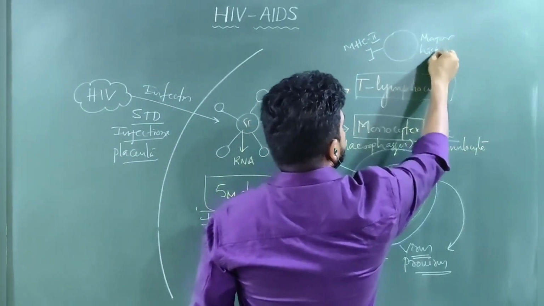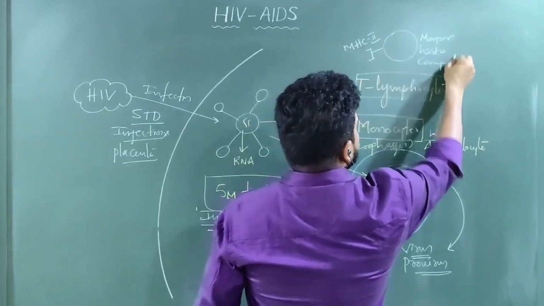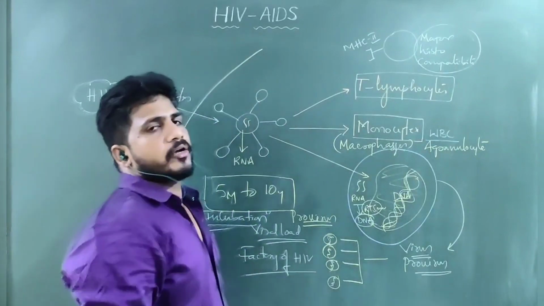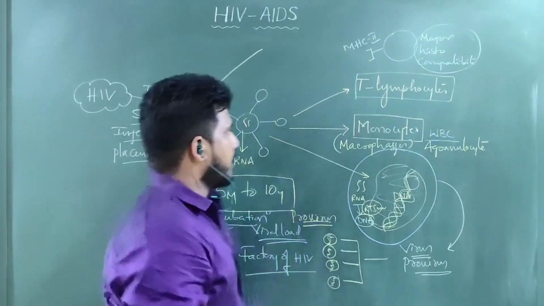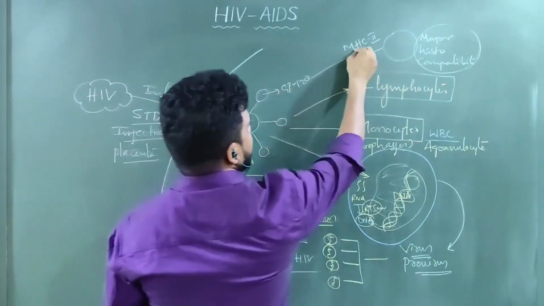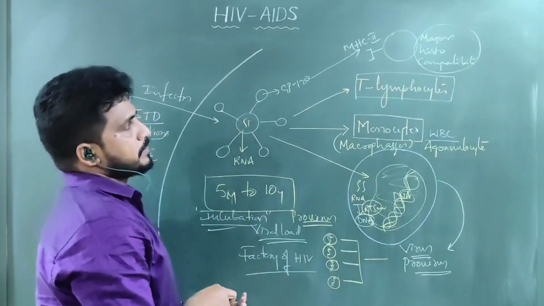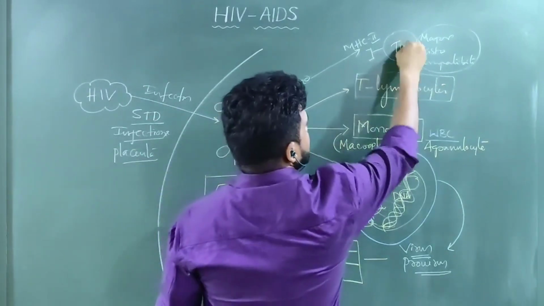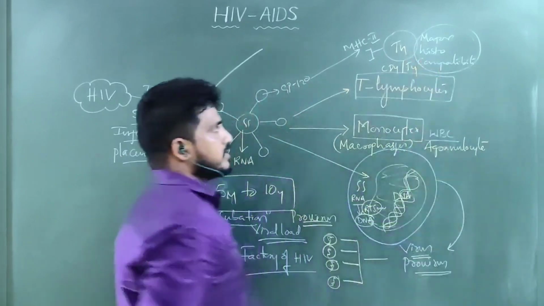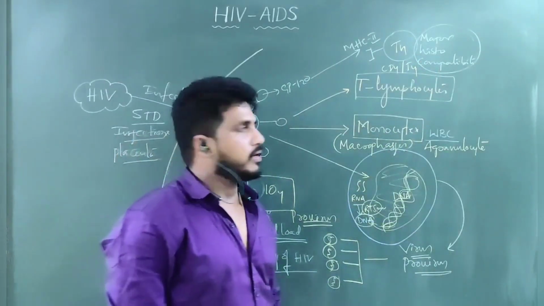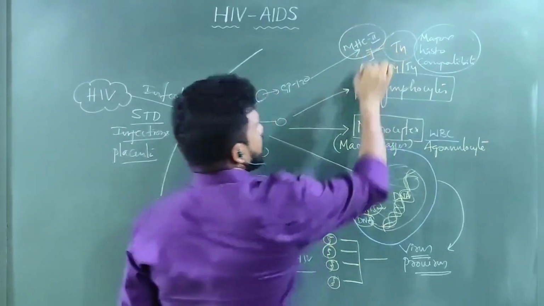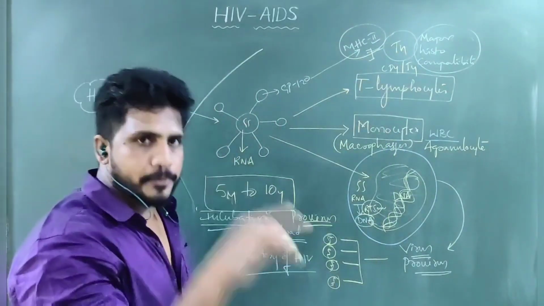Major histocompatibility. These are the type of receptors. They help us to recognize foreign bodies. But this GP120 receptor directly attacks the MHC2 receptors of the T helper cells. They are also called CD4 cells or T4 cells. CD means cluster of differentiation molecule. So T4 cells have very important receptors called major histocompatibility type 2.